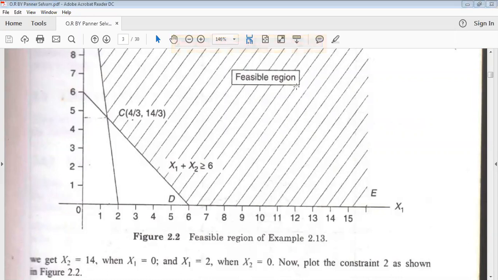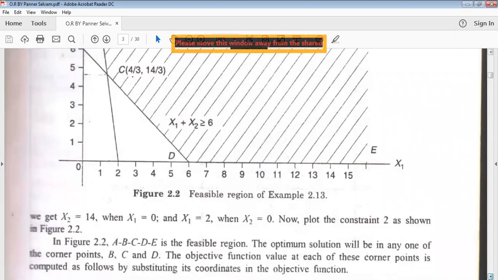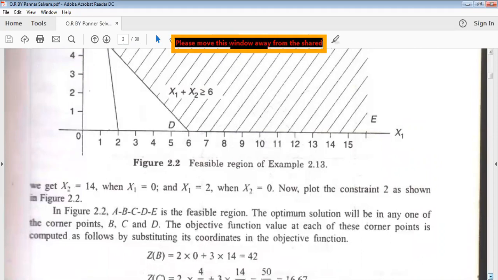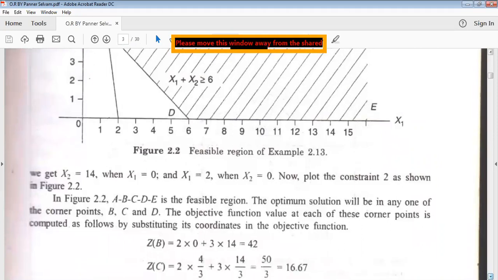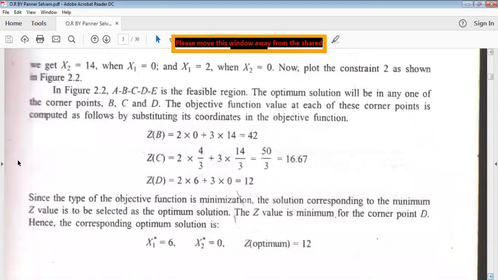So automatically you are going to get this particular thing. Unless you have the graph sheet, you cannot draw these particular things. Try to practice at your house on a graph sheet, so you can understand well with this particular thing where it's very clear. Now A, B, C, D, E is a feasible region.